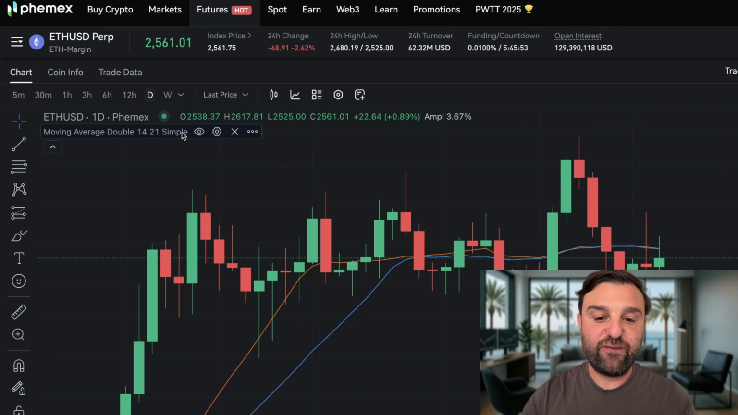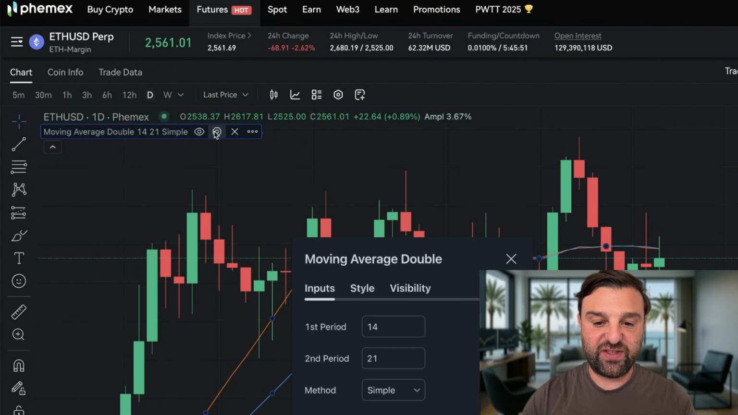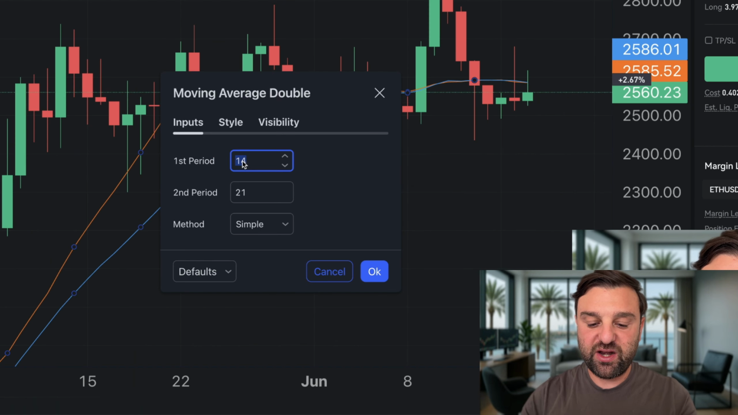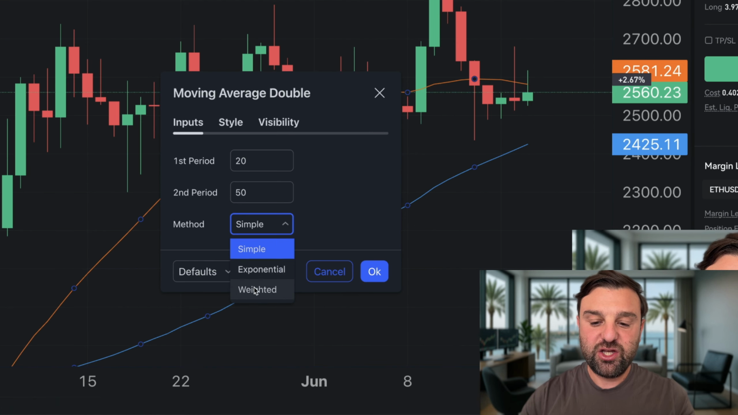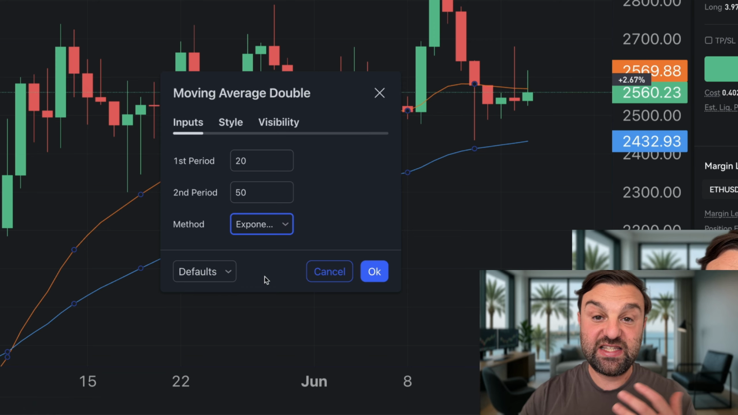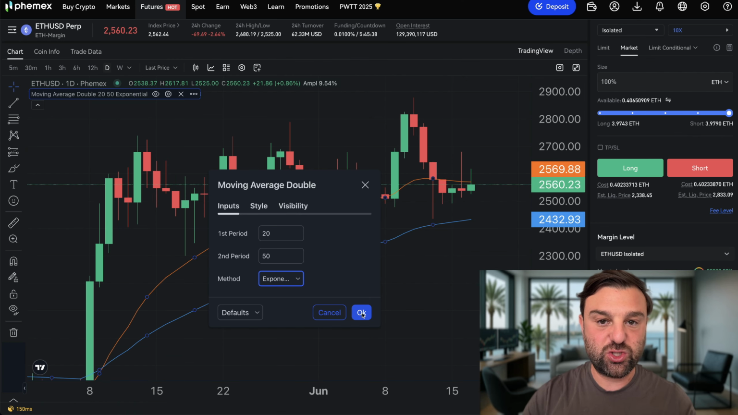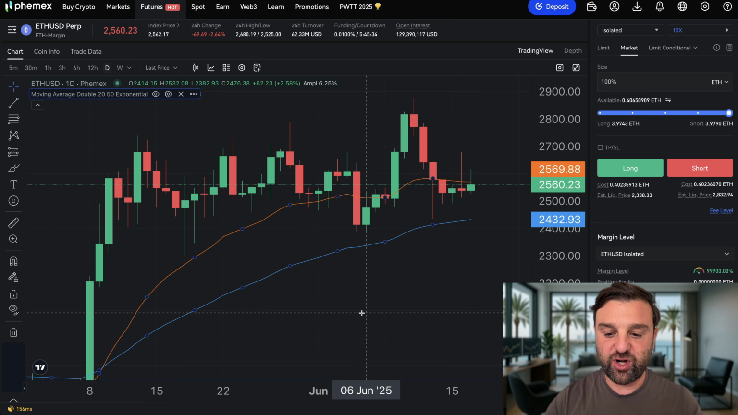But what we need to do first is go to the settings of this indicator. The first period we're going to want to set as 20. The second period we want as 50. That's 20 days, 50 days, and the method should be exponential. So this is the exponential moving average. This is what I get the best results with. And to be honest, it's what most professional traders use.